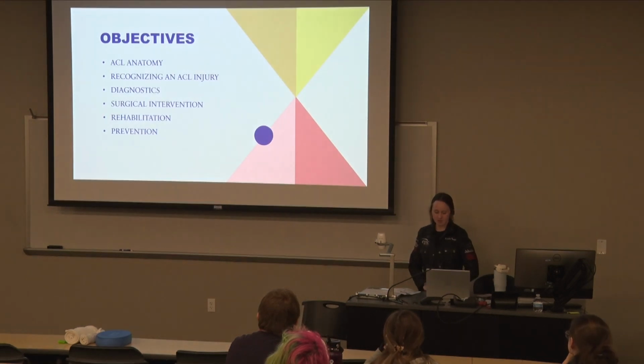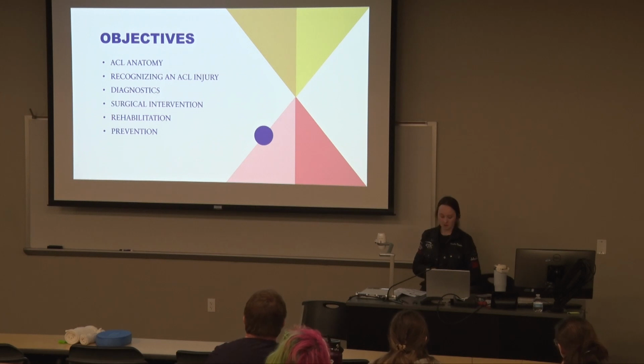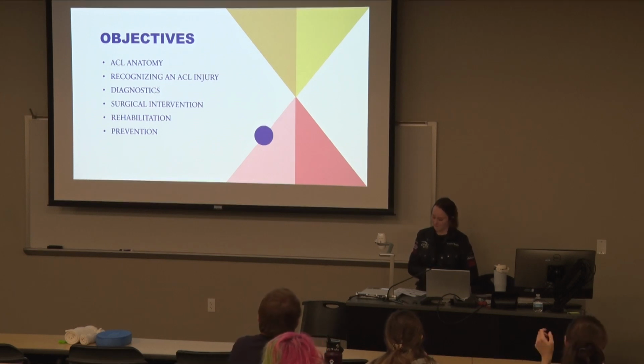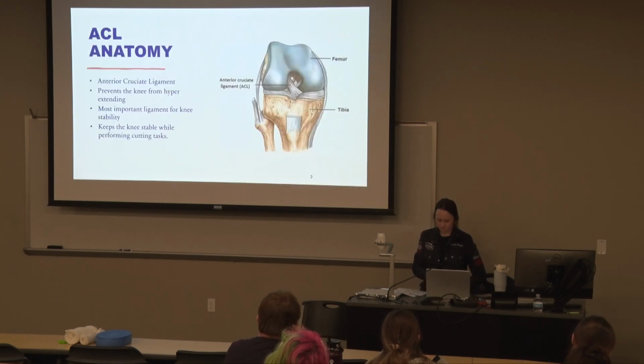So first off, just what I'm going to cover. I'll talk about the anatomy, what makes up the knee, the different jobs of it. Recognizing the ACL injury, I have a couple tests I'm going to show you guys, and then the diagnostics, how you tell when you have an ACL tear. Surgical intervention, so when you have a certain type of tear, you have to have surgery for it. Rehab, of course, physical therapy, and then the prevention of how you prevent from tearing it again.